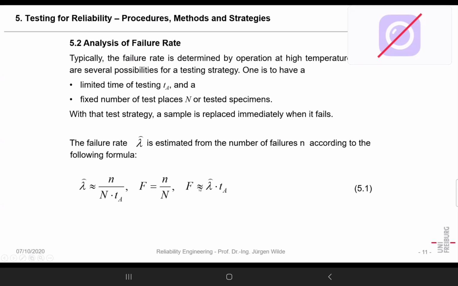And we can also say for short times, the estimator of the failure function is something like the estimator for the failure rate times the time of testing, or the time we consider here. That is only for relatively short times.